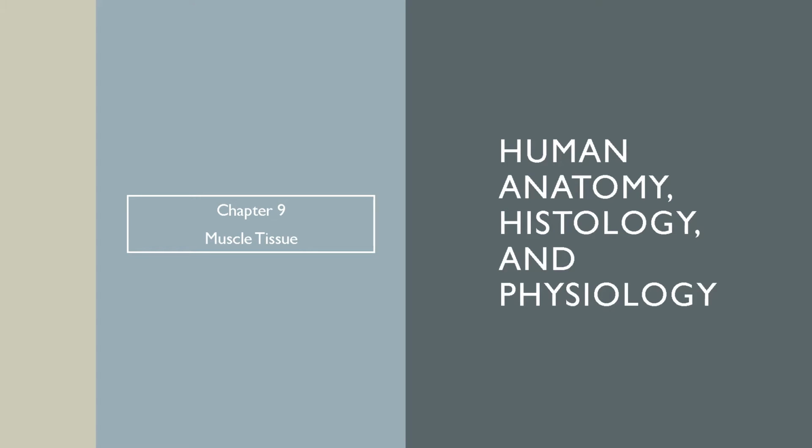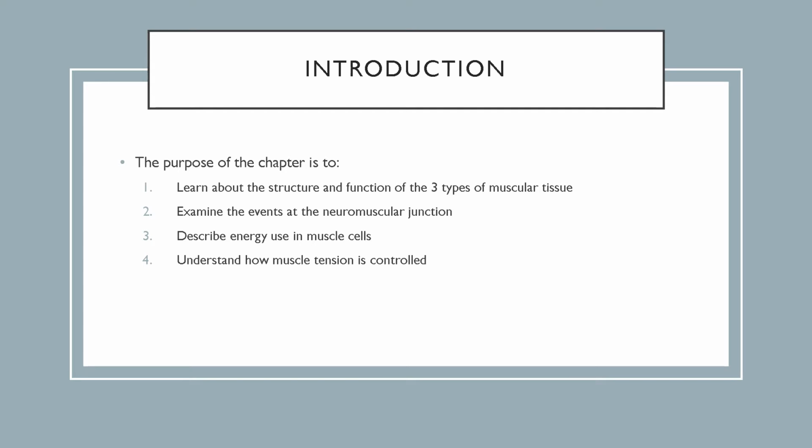This is chapter 9. We're going to start discussing muscle tissue. So in this chapter, we're going to look at the structure and function of the 3 different types of muscular tissue. We're going to look at what happens at the neuromuscular junction. We're also going to look at how muscle cells use energy and also how muscle tension is controlled.